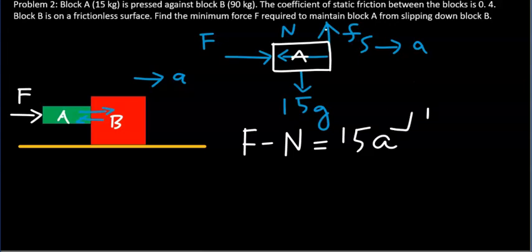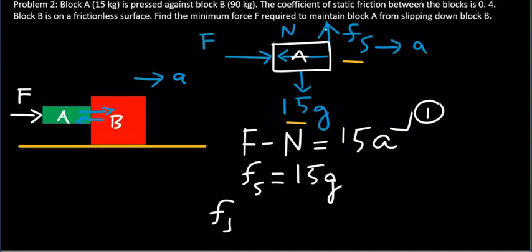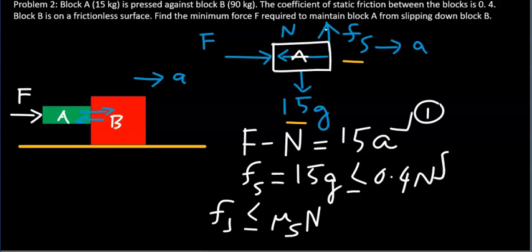So this is a crucial result. Let's call it result 1. Another result is to equate the static friction with the weight. If A were not to slip down block B, these two forces must balance out. So we say static friction equals 15g, 15g being the weight of object A. But we also know from the definition of static friction, it must be less than or equal to the coefficient of static friction times the normal force. And we can therefore write the above expression as quite simply just that. Mu sub s is 0.4 and normal force. Let's call this result 2.